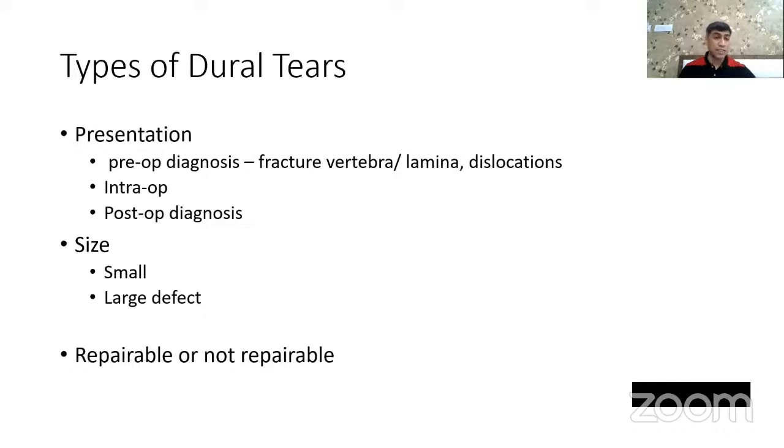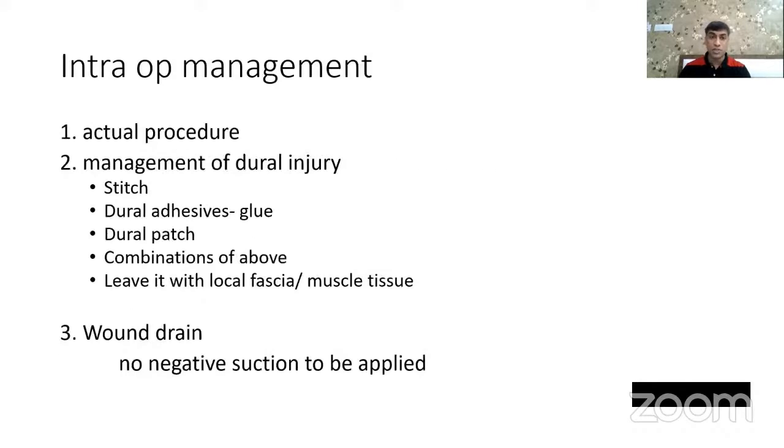Another way to classify it is based on the size. If it is a small defect, it is a high tension defect, a high pressure gradient, so it needs to be repaired. Larger defects are low pressure gradient, and we will see how to tackle them. Another way to classify is whether it is repairable or unrepairable, because this is what decides the further management of the dural tear. Now, once we come across an intraoperative dural injury, the next step that should come to our mind is two things: one, the actual procedure, and second, management of the dural injury.